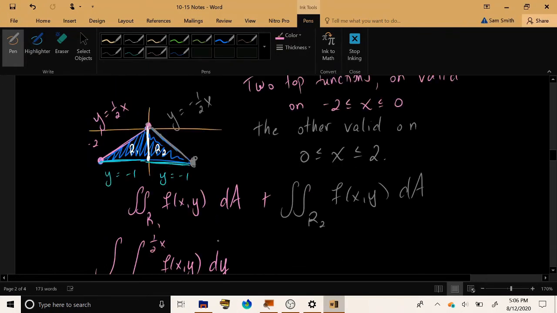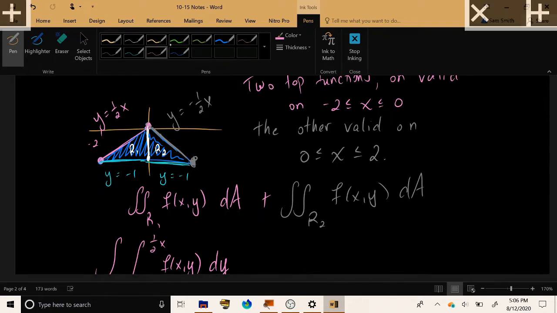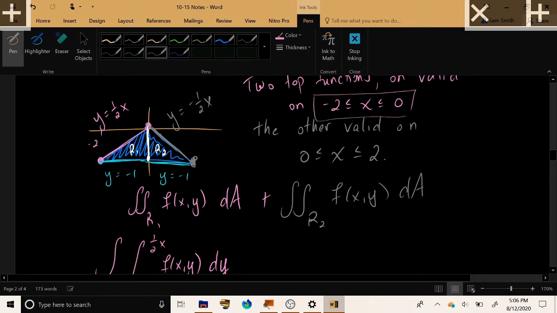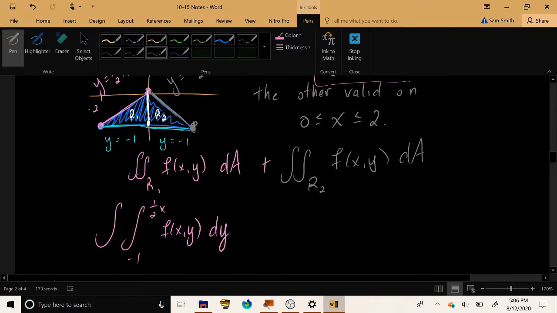Then we have to consider the lowest and the highest x-coordinate amongst all the points in region number 1, which stretches from x equals -2 up to x equals 0. So the lowest x-coordinate for region 1 is -2, and the highest x-coordinate is 0.